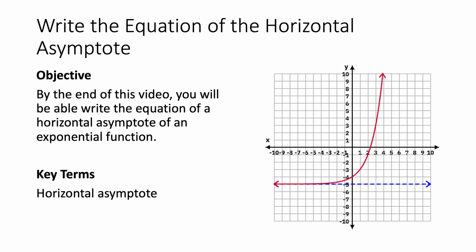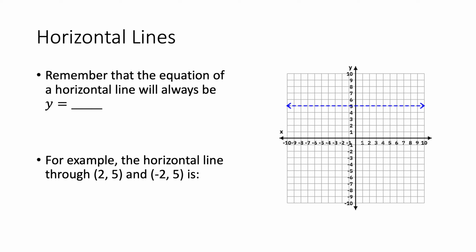How to write the equation of a horizontal asymptote of an exponential function. So remember how to write the equation of a horizontal line. A horizontal line will always have an equation y equals some number, where that number represents the y-coordinate of all the points that are on the line.